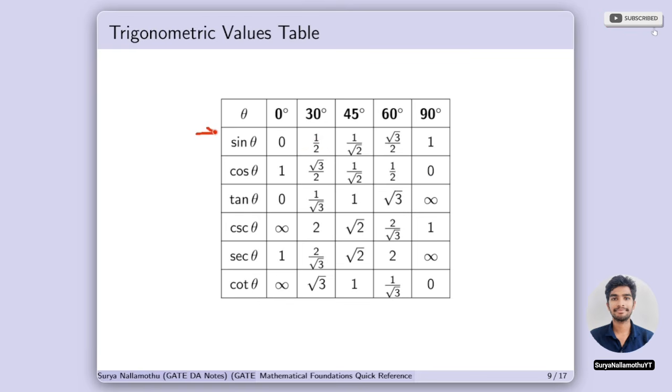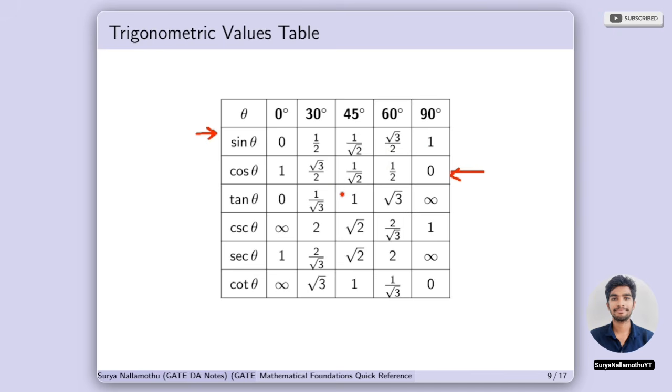So it means here, this one in this order. Here we have shown 0, 1 by 2, 1 by root 2, root 3 by 2 and 1. So we need to reverse this in this order: 0, 0, 1 by 2, 1 by 2, 1 by root 2, 1 by root 2, root 3 by 2, root 3 by 2 and 1, 1.